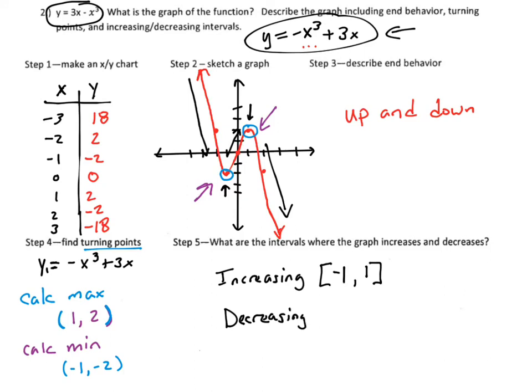So that means it's decreasing from negative infinity to negative 1. And then we use this symbol to show that it's then going to pick it up on the other side from 1 to infinity. So this is interval notation. So it's increasing from negative 1 to 1 and decreasing from negative infinity to negative 1 and then 1 to infinity.